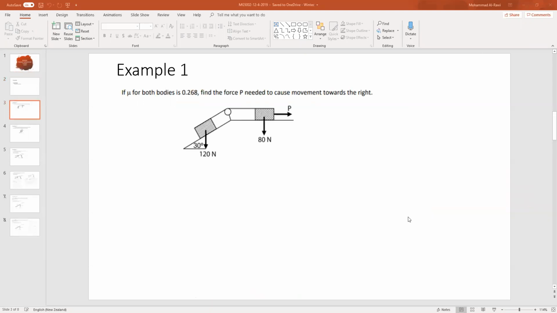So we start with this example 1. You need to bring your calculators and a piece of paper so you can try it, and then you share the answers and then we can see it. So example 1, if mu for both bodies is 0.268, so the coefficient of friction at that point between this 120 newtons block, it's 0.268, and as well the same thing here. Find the force P needed to cause movement towards the right.